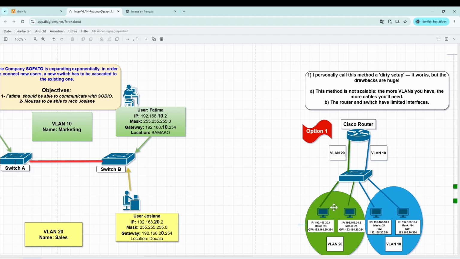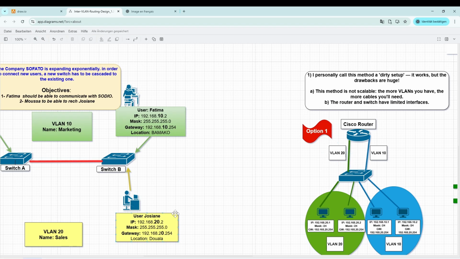The more VLANs, if we associate a VLAN to a subnet, the more subnets we have, the more cables, the exact number of cables we need. But the question now is why we need an external layer 3 module in order to communicate between VLANs. This is the master question here. Why do we need either a router or a layer 3 device?